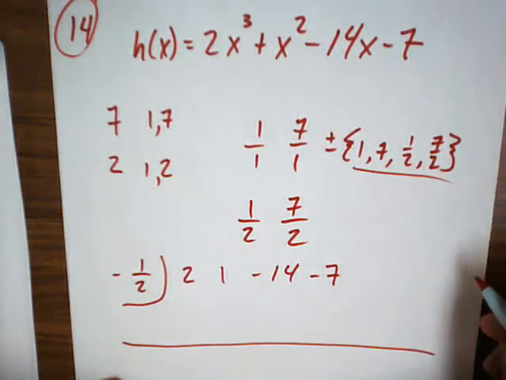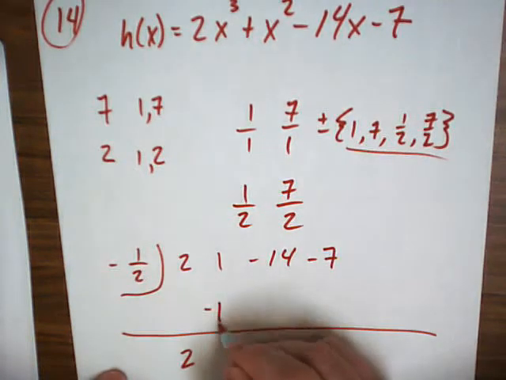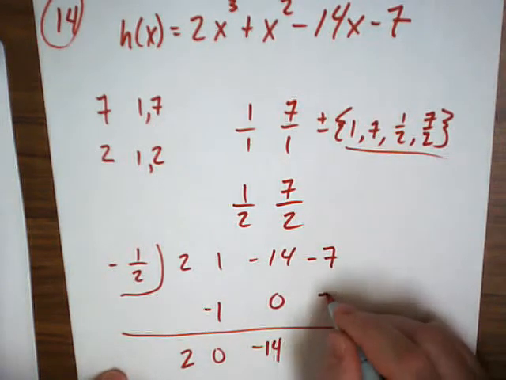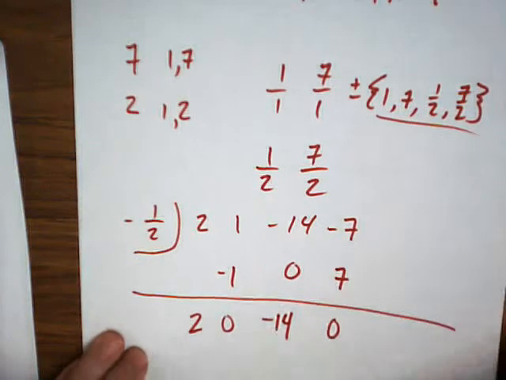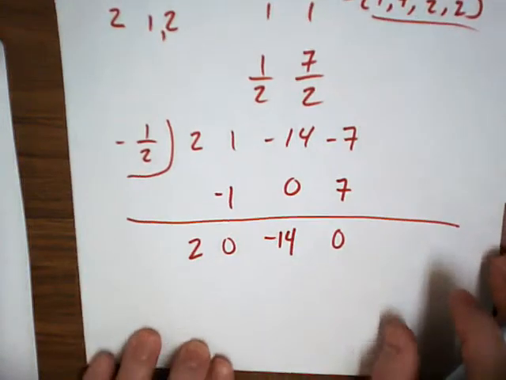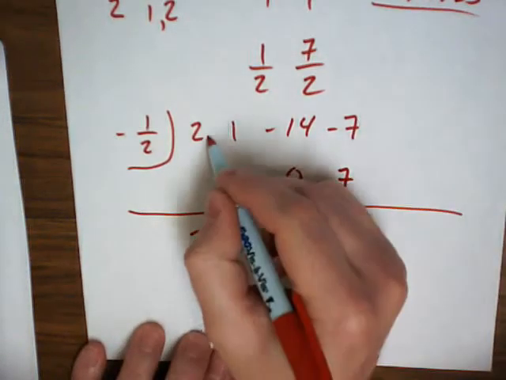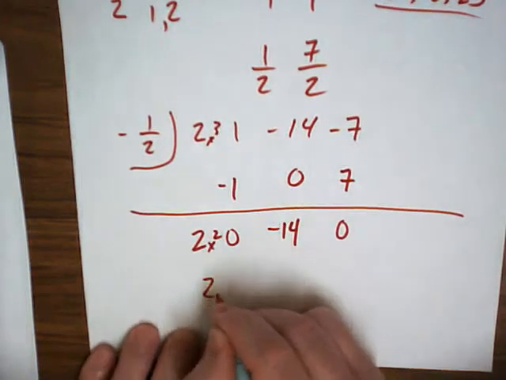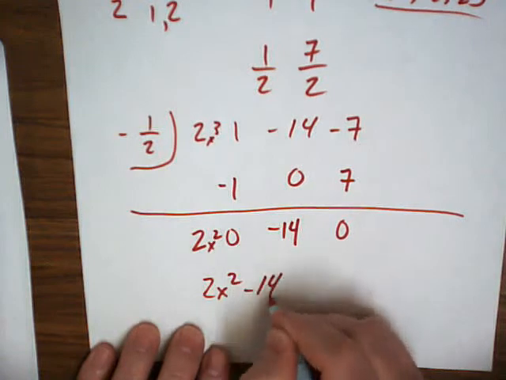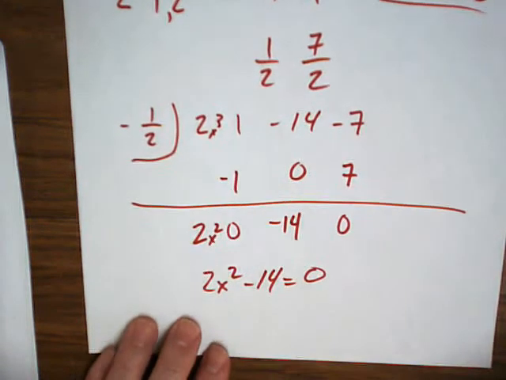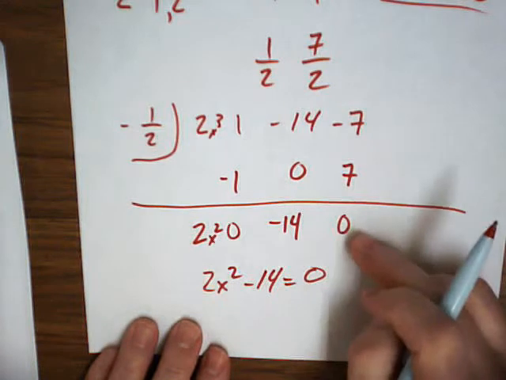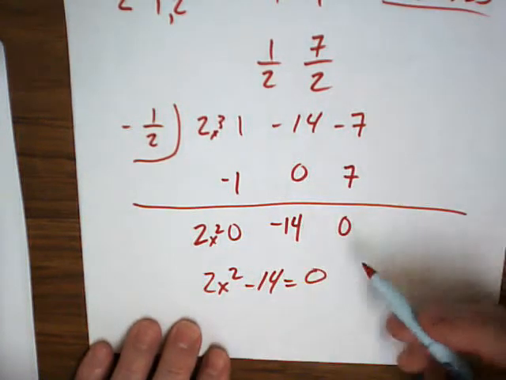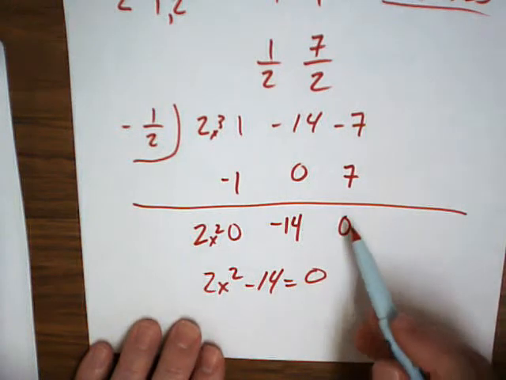2, a 1, a negative 14. Okay. Sweet. Using my synthetic division there, I start off with x cubed. So now I've got x squared. So 2x squared minus 14 equals 0. And that's not because this is 0. I'm just saying this is what I want to use now to find those other zeros. That's why I'm setting it equal to 0, not because I got a remainder of 0.